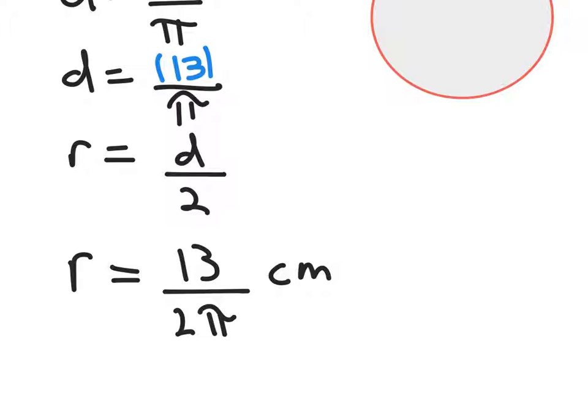And just note there that it's fully simplified because 13 over 2 is a fully simplified fraction, so that is the correct simplified exact form of our answer.